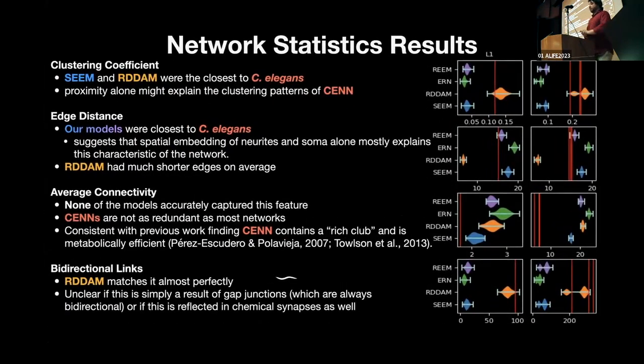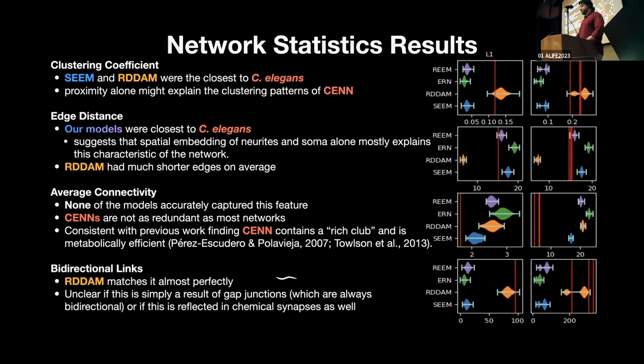So first of all, looking at network statistical results, we first looked at clustering coefficient and found that our model, SEAM, as well as the random distance dependent attachment model were closest to C. elegans, and that basically proximity alone might explain the clustering patterns. It was just the random distance dependent model. That is a typo. I don't know how that got in here.